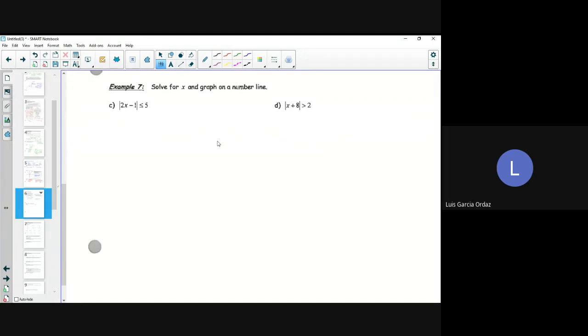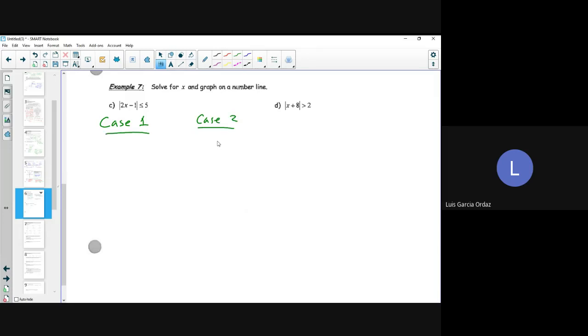So we have the last example. We want to solve for x and graph on a number line. So we have the absolute value of 2x minus 1 is less than or equal to 5. Okay? So how many cases are we going to do for this question? And we did a problem similar to this in one of the first few examples of this lesson. Two cases. We have case 1 and we have case 2.